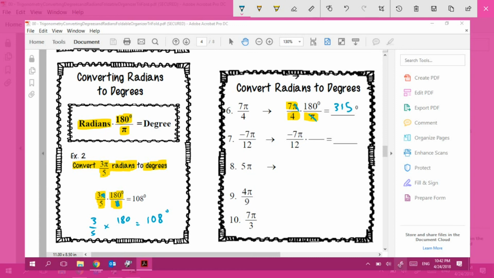Next one, negative 7 pi over 12 radians. What am I going to do? I've got to divide by pi, so the pi's gone, and then multiply by 180. Negative 7 over 12 times 180 is negative 105, and my answer is in degrees because we're converting into degrees. So now you guys try 8 through 10.